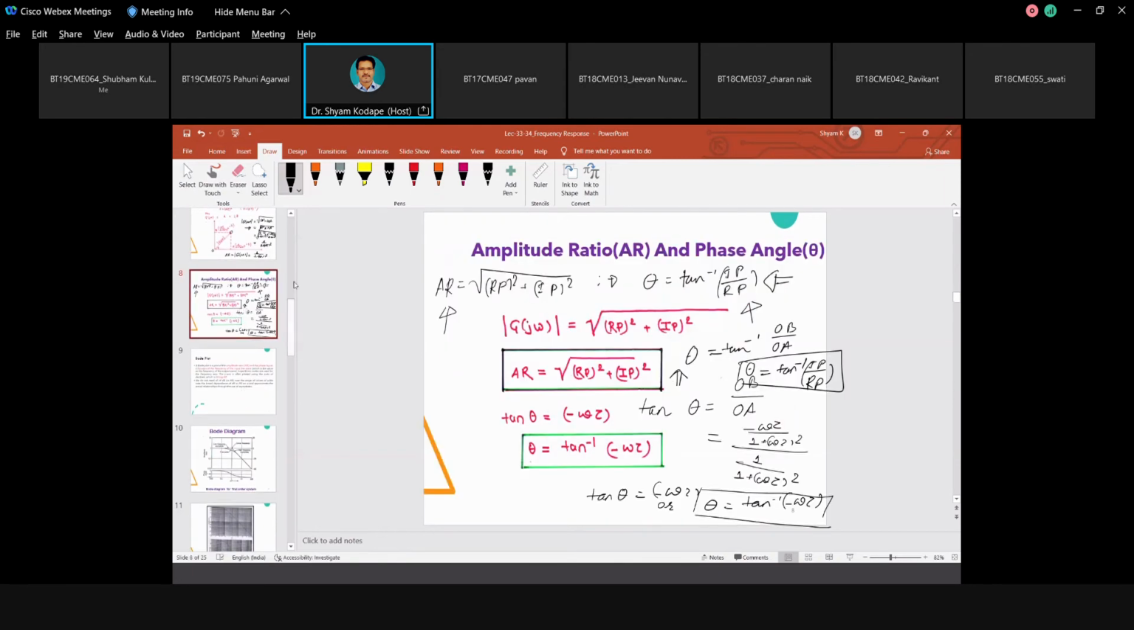And complex algebra is giving us the simple formula for AR, which is nothing but the square root of the summation of RP square plus IP square. Similarly, theta is tan inverse of IP upon RP. So this will give us a simple methodology to develop the AR, which is a function of omega, and theta, which is again a function of omega. The concept is that my AR and theta are functions of omega. I would like to develop these equations, and these equations are nothing but the amplitude ratio and theta.